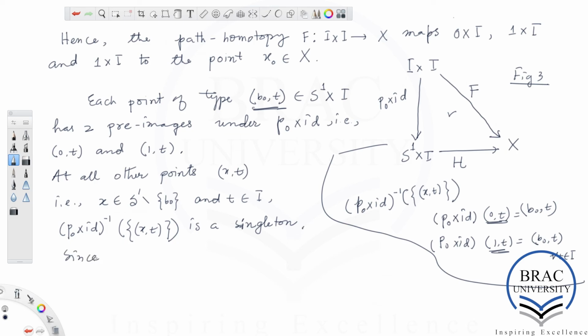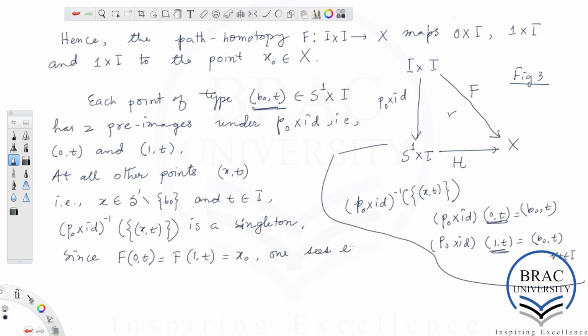Since f of 0 comma t is equal to f of 1 comma t equal to x sub 0, because both the loop f and e sub x0 begin and end at x0. Therefore we have seen that f of 0 comma t and f of 1 comma t is x0.